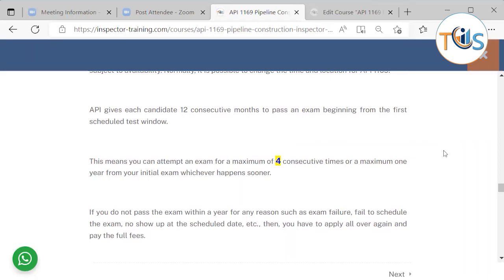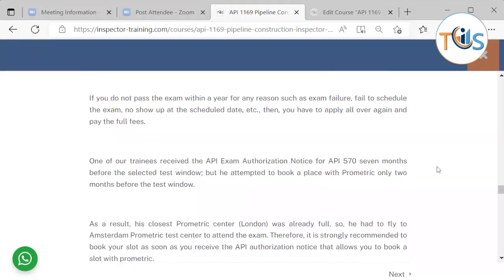This means you can give 4 consecutive attempts, and after that, if you do not pass within a year, for any reason, then you should apply all over again and pay the full initial fee.